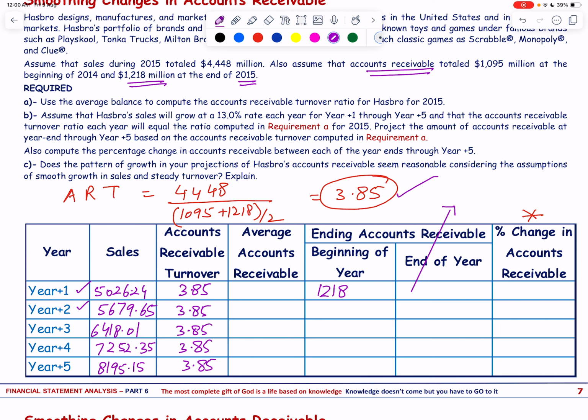Now for this we will take the sales of year 1, that is 5026.24, divided by the accounts receivable turnover, and that is 3.85. We are going to subtract this amount from the beginning balance, that is 1218, and this will be equal to 87, and we will multiply this by the accounts receivable turnover.